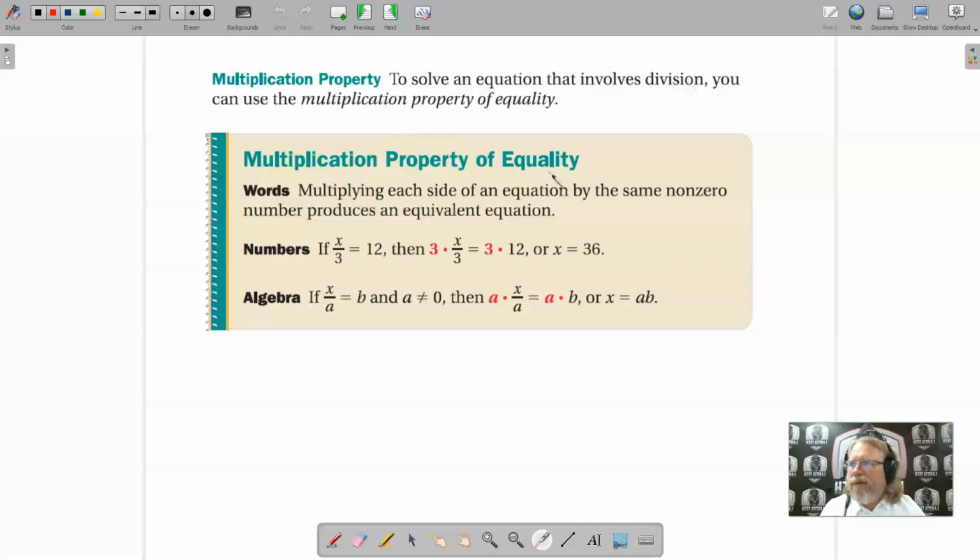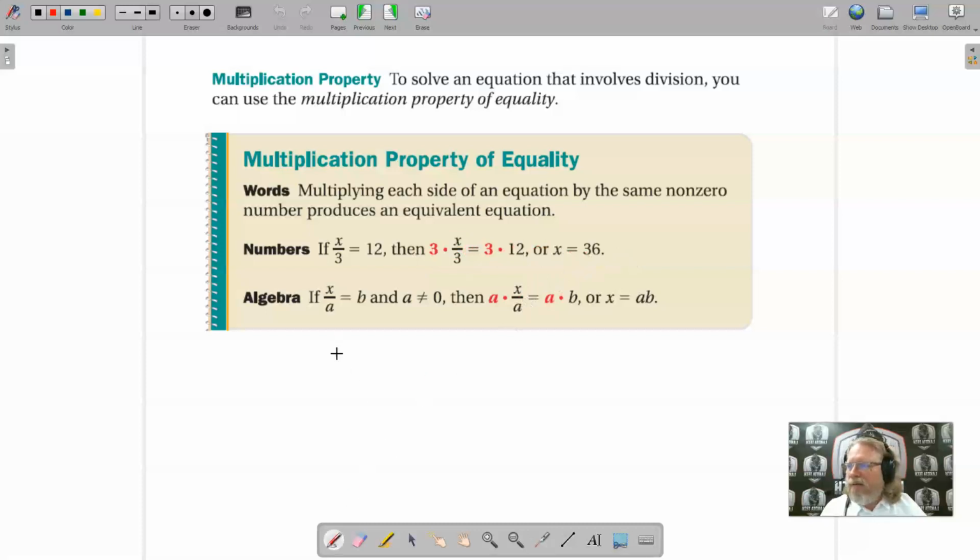So multiplication property of equality: multiplying each side of an equation by the same non-zero number produces an equivalent equation. So in numbers we say that if x over 3 equals 12, then 3 times x over 3 is equal to 3 times 12. Or we could say that x equals 36.